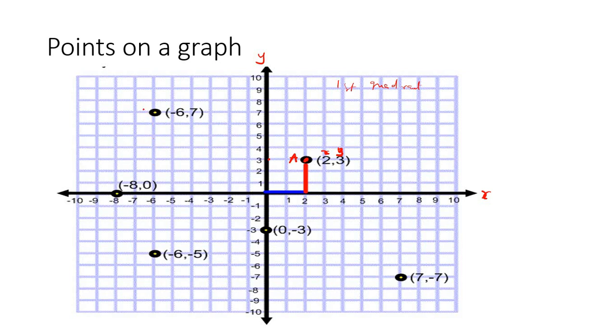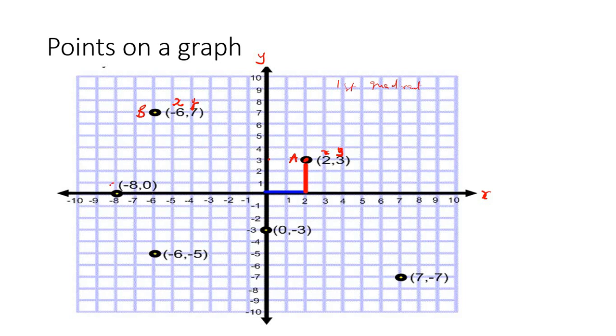Exactly. Now this is my point B. My x is -6 and my y is 7. So you can see the point. If you trace it down, you will see it on -6, and sideways it is on 7. So y is 7 and x is -6. So this is another point.